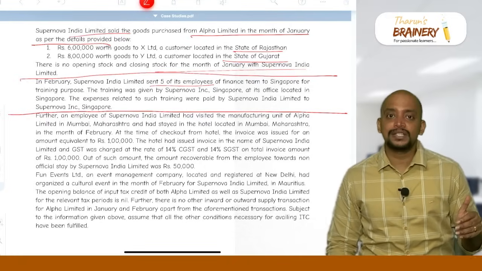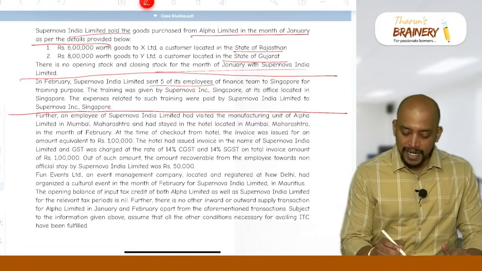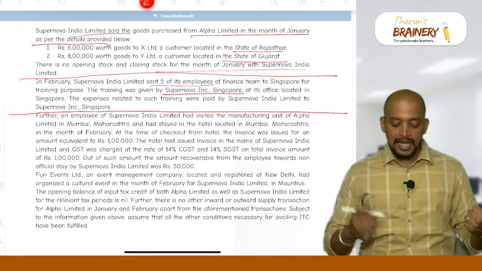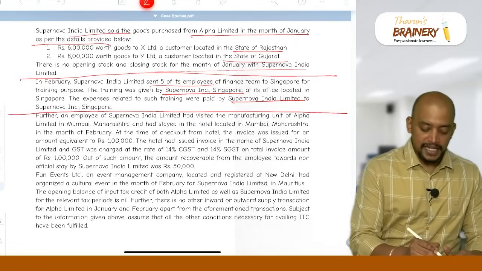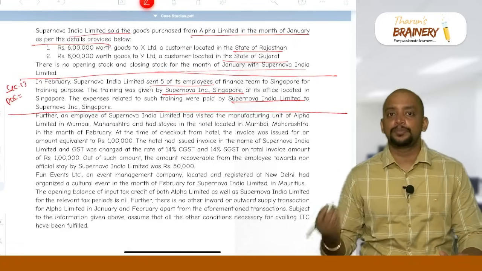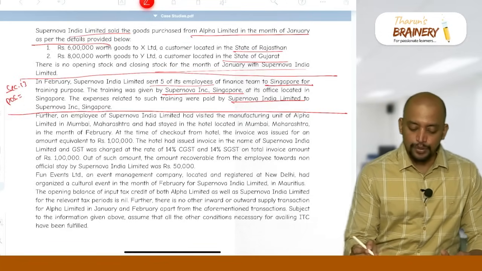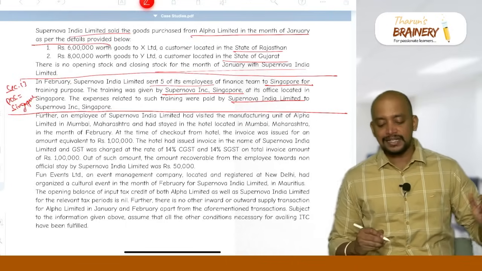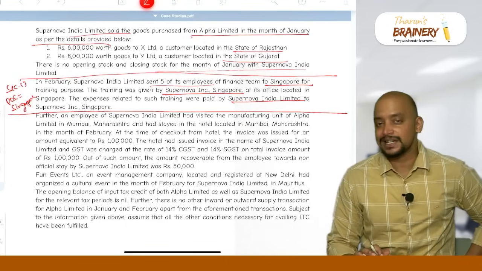How section 13? Who is the supplier? Who is providing training? Training is provided by Supernova Incorporation Singapore, supplier outside India, and the recipient is Supernova India Limited, India. So as per section 13, the place of supply will be the location where the service is actually performed. They have sent employees to Singapore for training, so Singapore will be taken as the place of supply. Where is the supplier? Singapore. What is the place of supply? Singapore. Therefore there is no GST in this case.